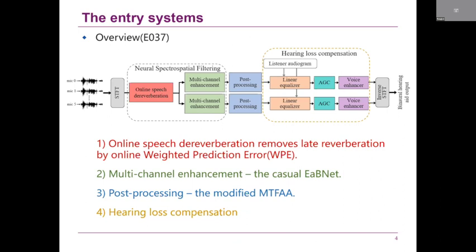The mixed signal of six channels, three pairs, front, mid, rear for left and right ears, is the input. The STFT, narrow spectral spatial filtering, post-processing and hearing loss compensation, and inverse STFT proceed in sequence.